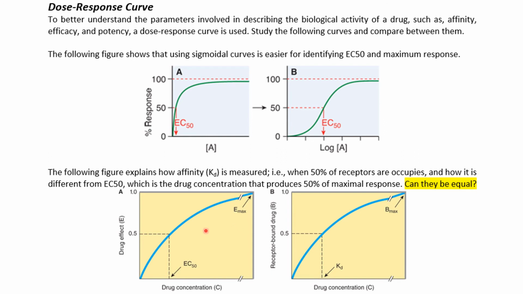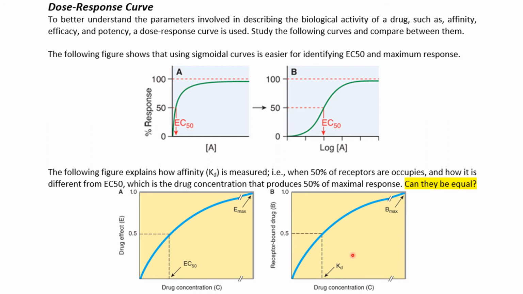On the other hand, there is another term called the EC50, which is the concentration of the drug at which we have 50% of the effect. So if the maximum effect of the drug is here, then 50% of the effect will be achieved at this concentration, EC50. Now I want you to consider one thing: can these two be equal? In theory, if there are no spare receptors, then the EC50 and the KD value should be equal.